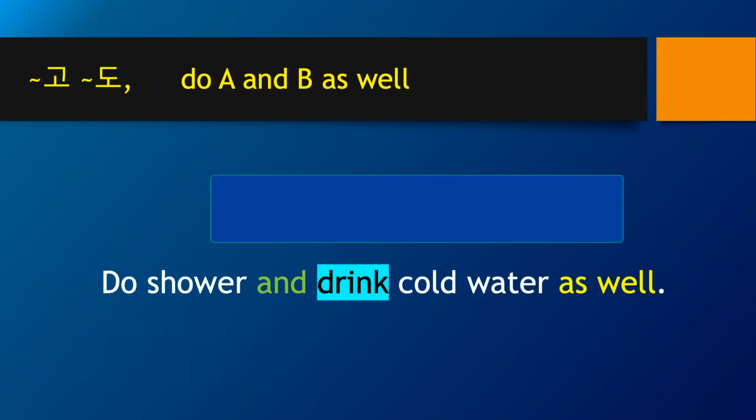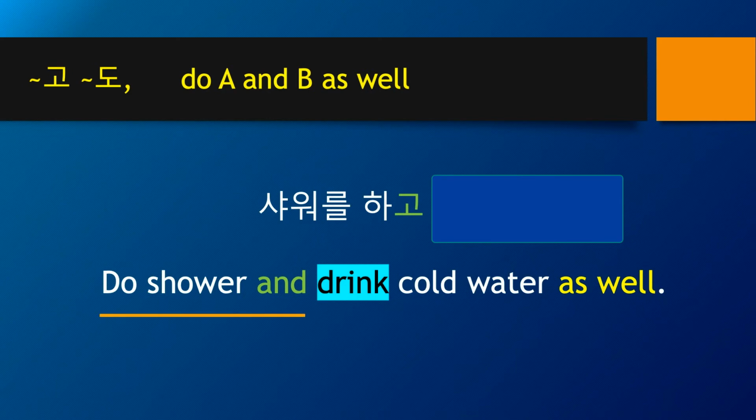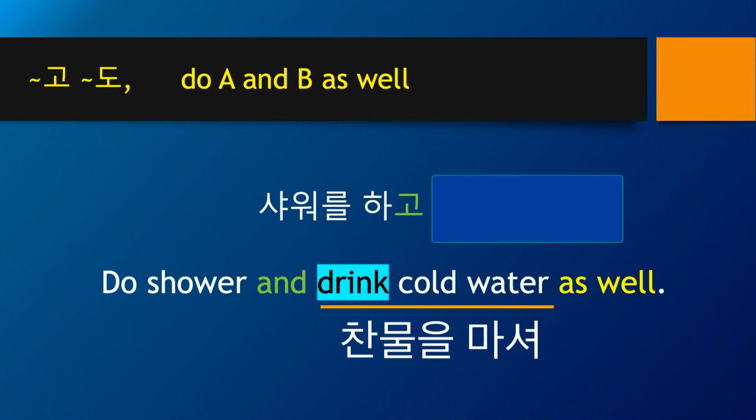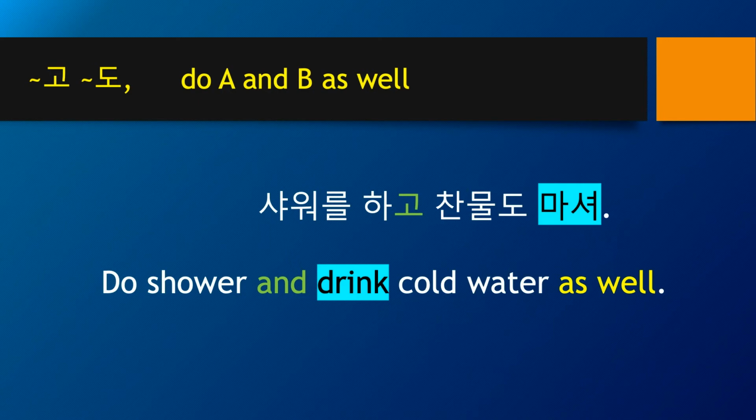But when you want to attach and as a connector, do shower and, then 샤워를 하고. Then you want to say drink cold water, which is 찬물을 마셔. But if you want to say drink cold water as well, then you need to say 찬물도 마셔. Drink cold water as well. 샤워를 하고 and drink cold water as well, 찬물도 마셔. So this is a full sentence using both 고 and 도. Do A and B as well.